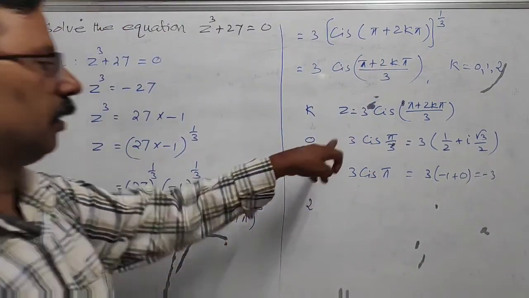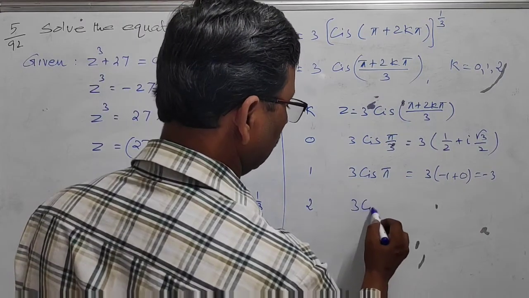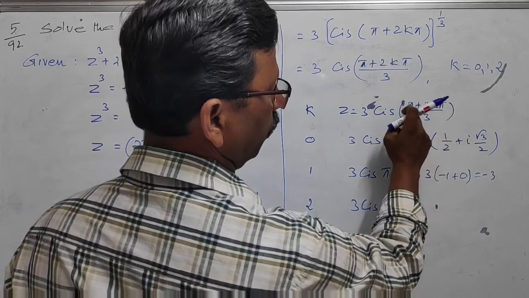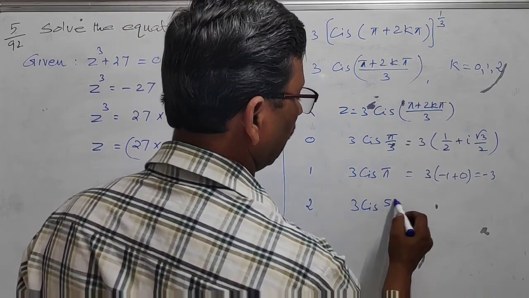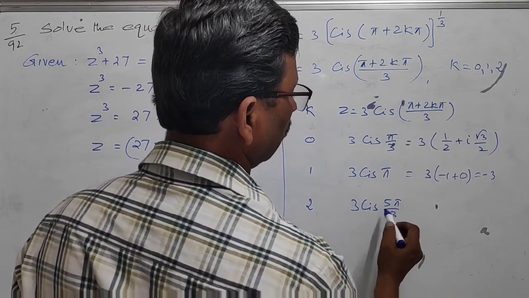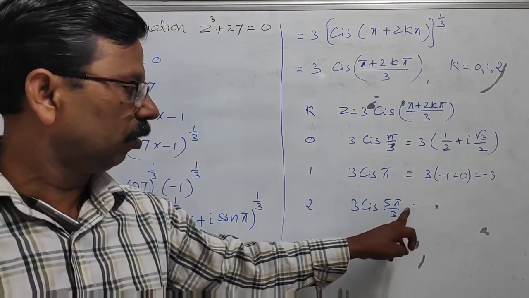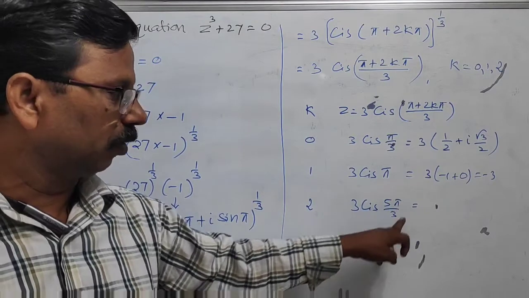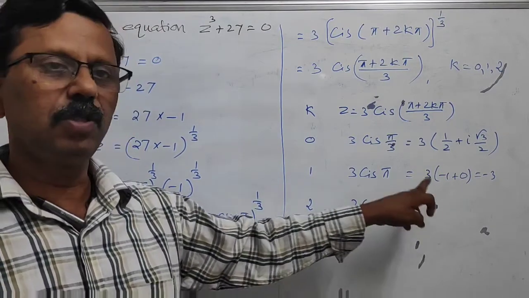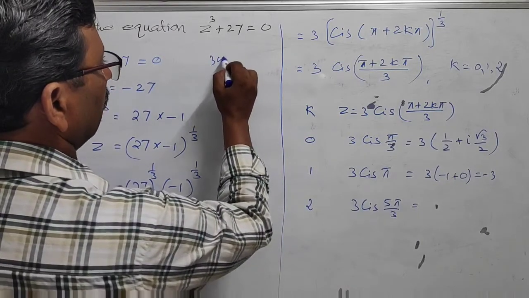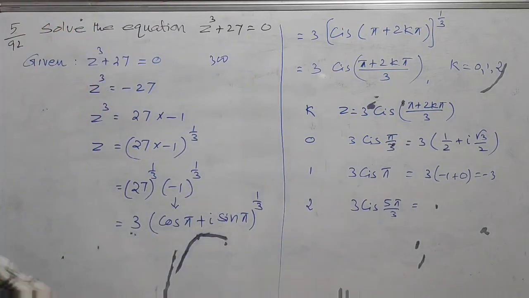After that, for k equal to 2, cis of, 2 twos are 4, 4 pi plus pi, you can write 5 pi by 3. 5 pi by 3 means, since pi by 3 equals 60 degrees, 5 into 60 you can get 300.